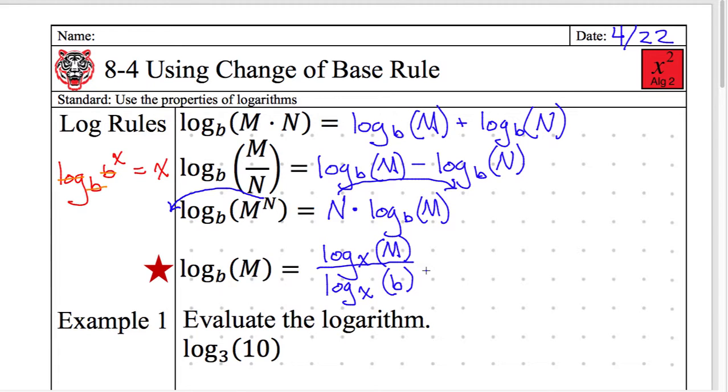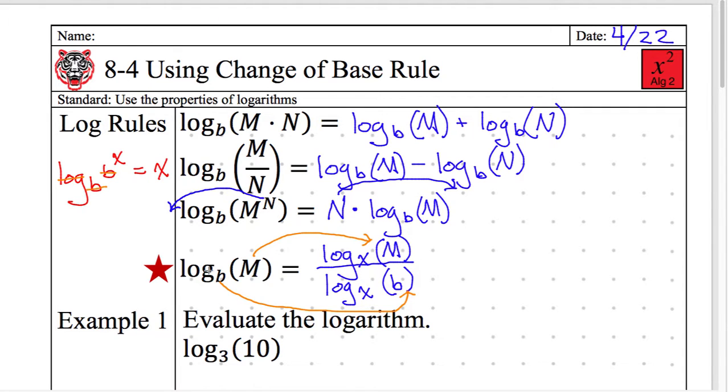Whoa, what just happened there? So really try to digest this. This m came up here on the top, and this b came down here on the bottom. And you can choose whatever base you want. Most of the time we're going to do base 10 because our calculators are really good at doing base 10. That's all there is to it.